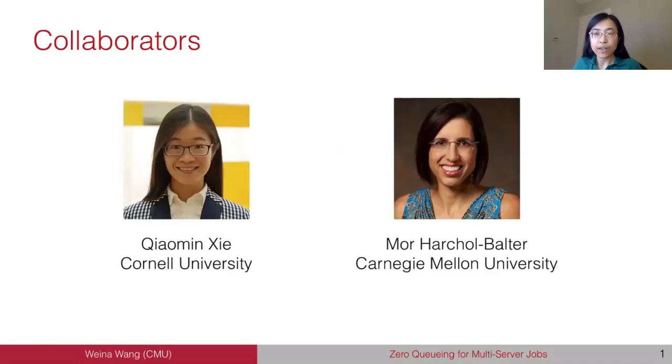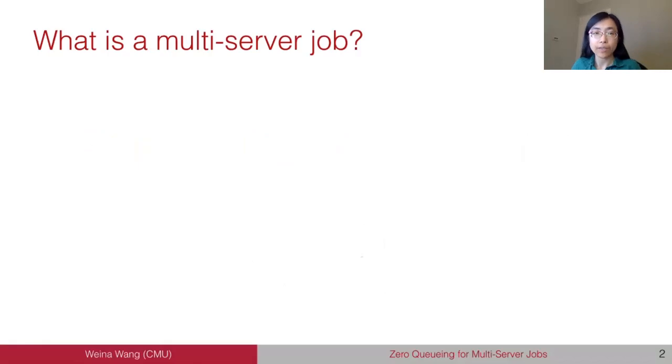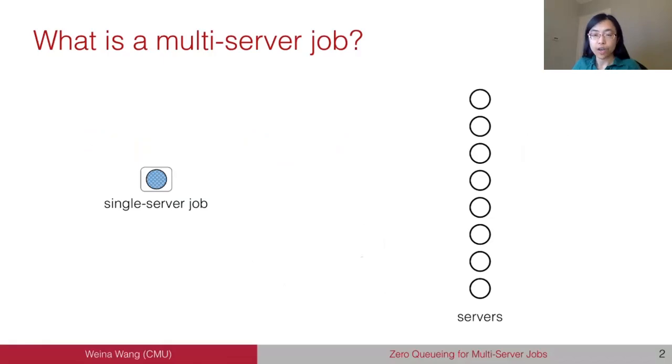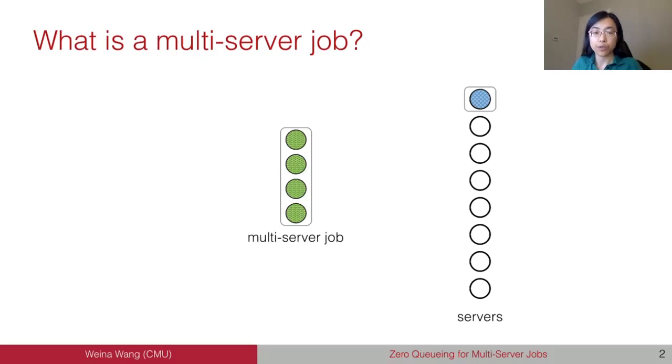So let's get started. First things first, what is a multi-server job? To better understand this, let's start with a single server job. This is the traditional job model. When we schedule a single server job, we put it onto one server and it gets completed there. A multi-server job, on the other hand, requires multiple servers.